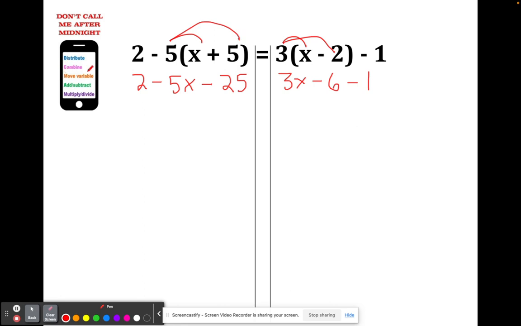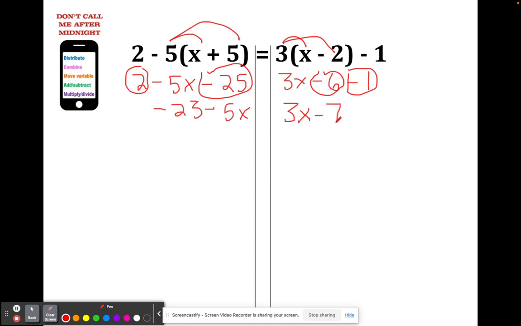My next step, combine. I can combine my 2 and my negative 25. And that leaves me with negative 23 minus 5x. And over here, I can combine my negative 6 and my negative 1 and get negative 7. So I have 3x minus 7.